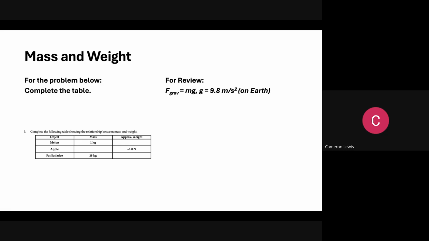Weight is a force. So now think about it backwards, right? We have an apple that's approximately 1 Newton. How will we figure out its mass? How will we figure out the mass of an apple if we have its weight? Start with weight. It's a force, right? Gravity is pulling down on it. So therefore, is gravity at that moment balanced or unbalanced? When gravity is pulling down on you, say not on a surface, is it balanced or unbalanced?